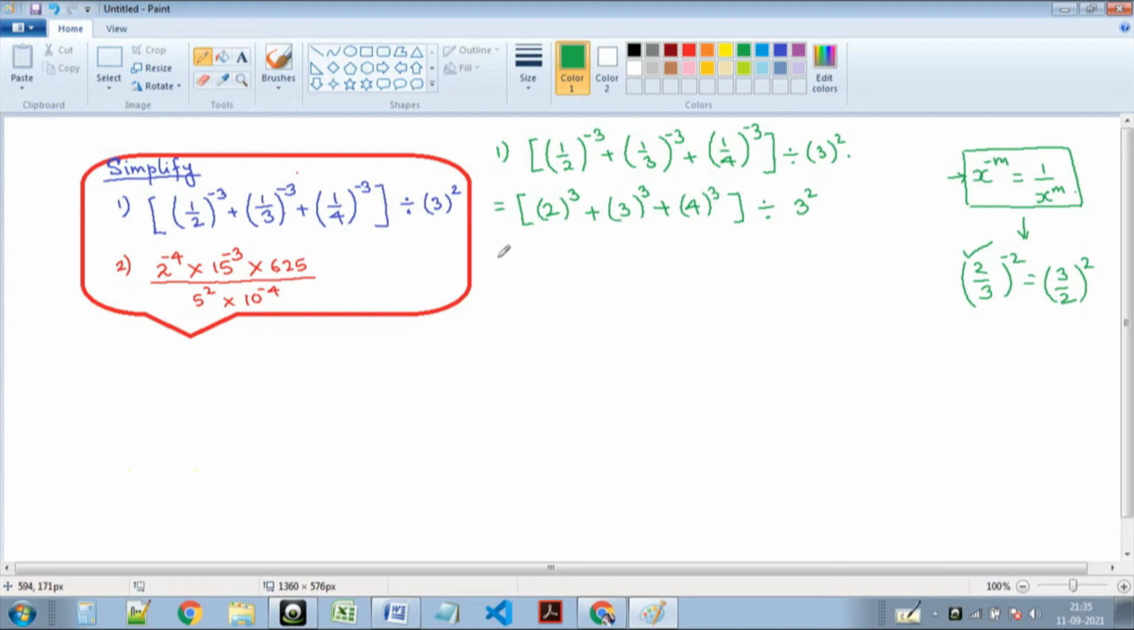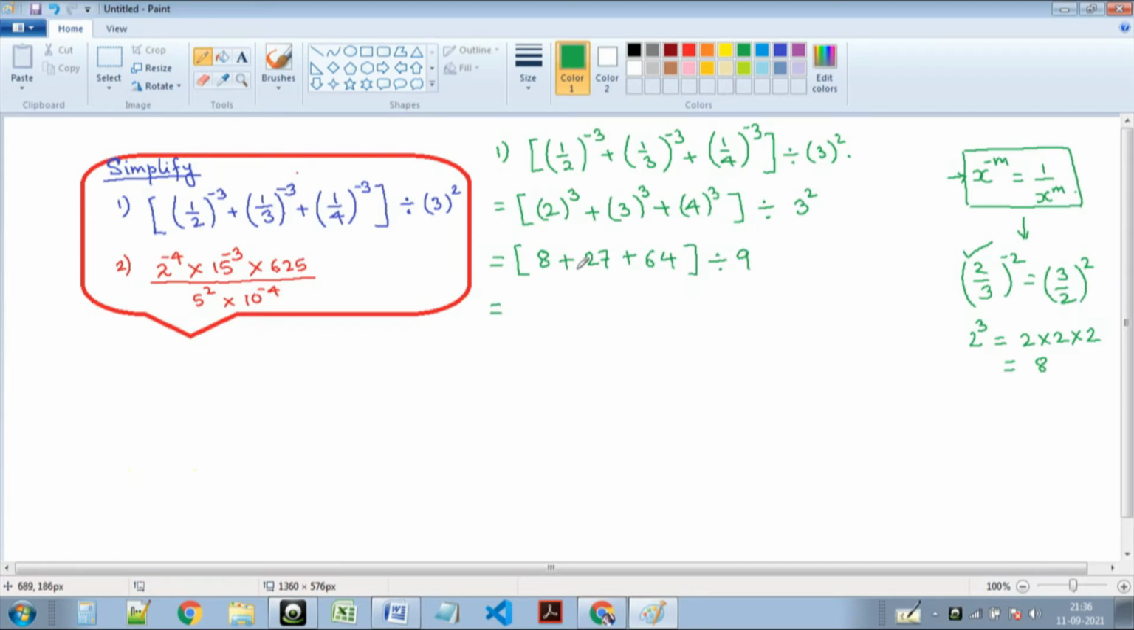Okay. So in the next step, we know that if we calculate 2 cube, it means we have to multiply 2 three times. That is 2 into 2 into 2, which comes to 8. So the result of 2 cube is 8. Similarly, the result of 3 cube is 27 plus, and the result of 4 cube is 64. And we have closed the square bracket, and here we can write that 3 square is nothing but 9, because 3 into 3 is 9.